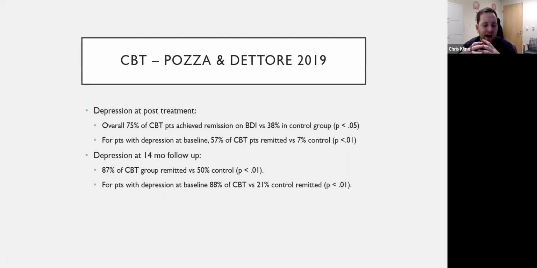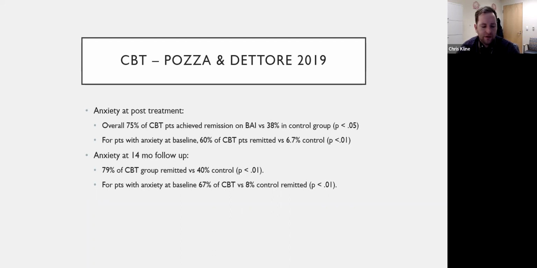So for the depressive symptoms, a higher number of individuals receiving CBT achieved remission per the Beck Depression Inventory compared to controls at both post-treatment and then at follow-up about a year later. And this result was confirmed when they did the analysis only on participants who had reported clinically significant depression at baseline. So 57 versus 7 and 88 versus 22 here. The results for anxiety were similar. A higher number of individuals who had CBT achieved remission per the Beck Anxiety Inventory at post-treatment and follow-up. And again, they did the same analysis with patients that reported clinically significant anxiety at baseline and confirmed the results.